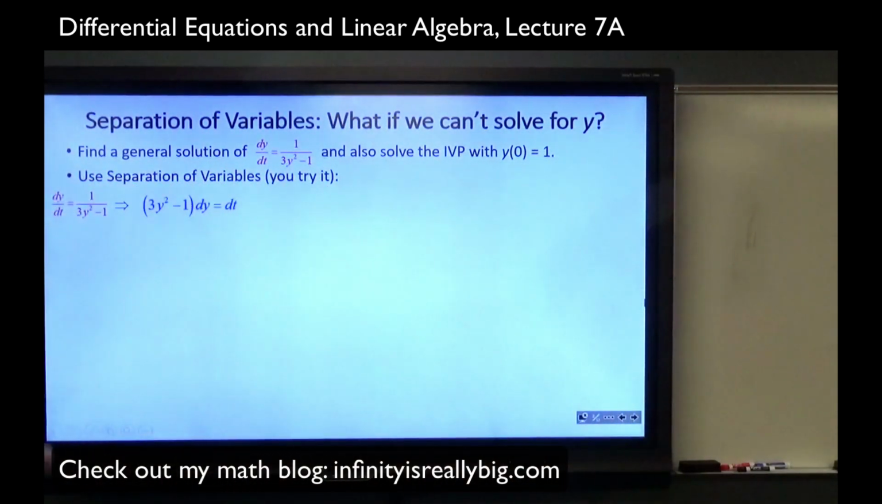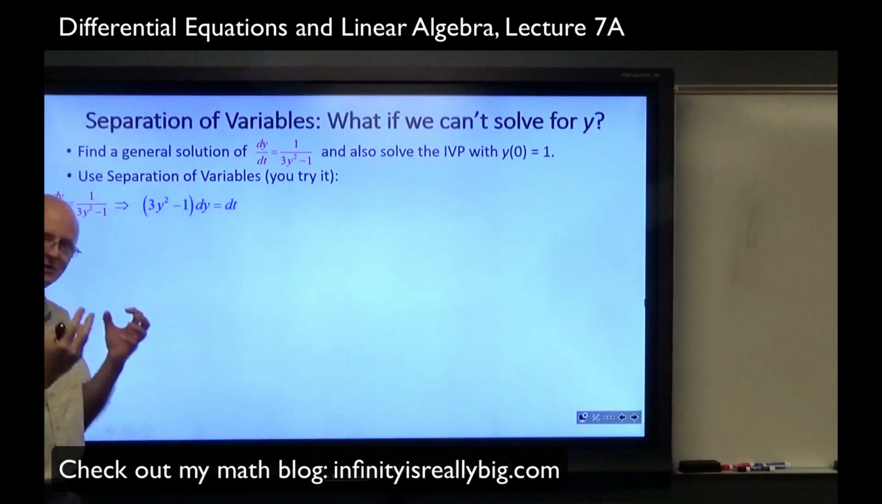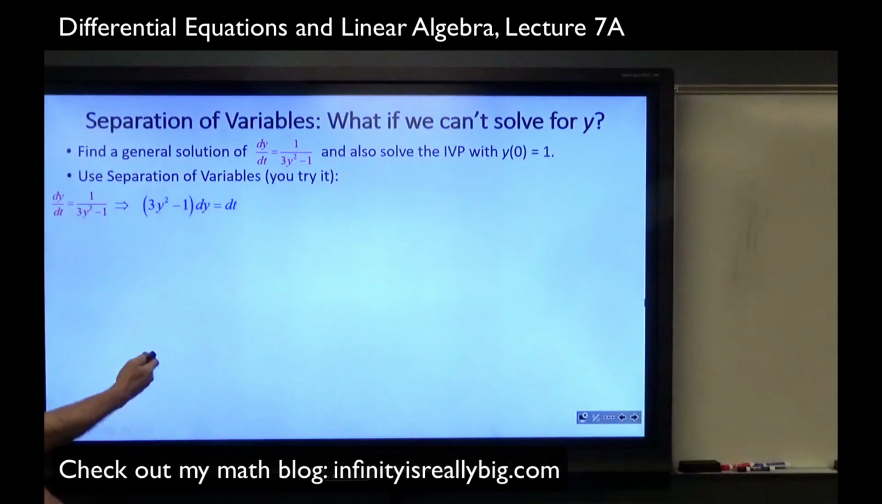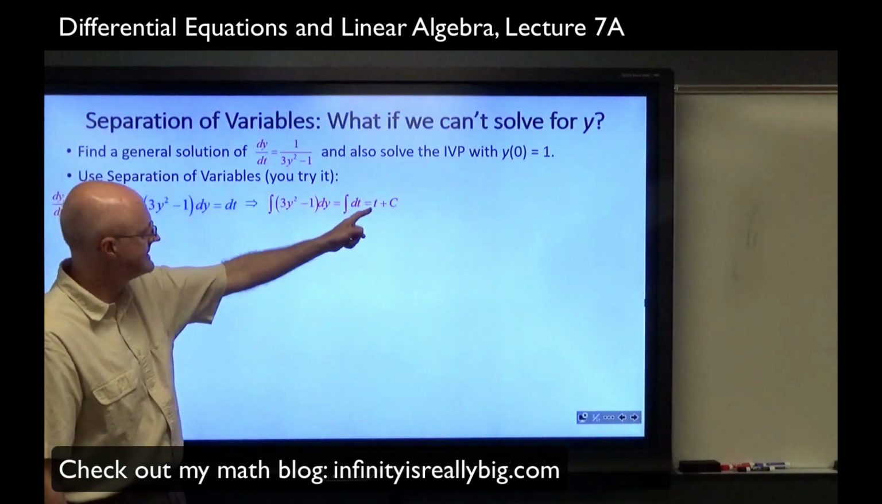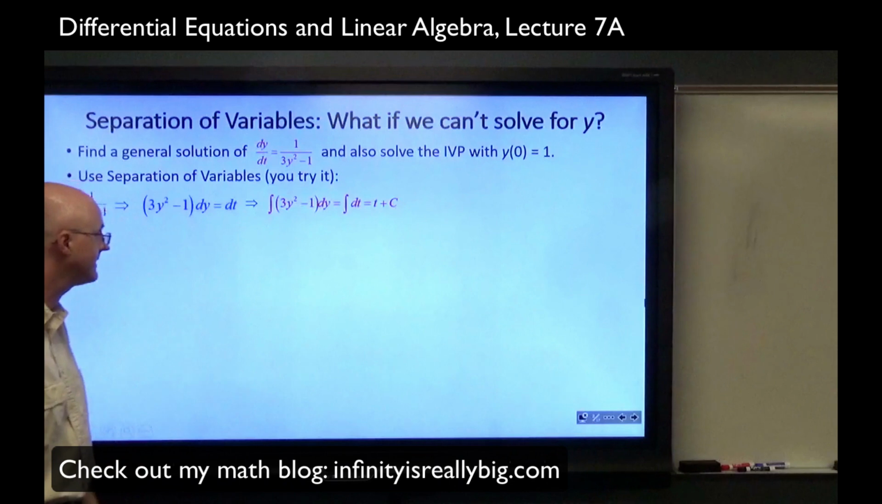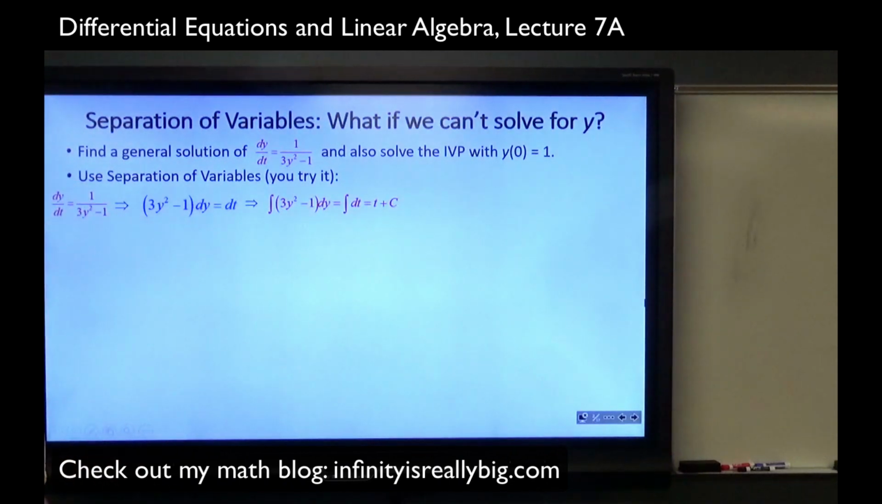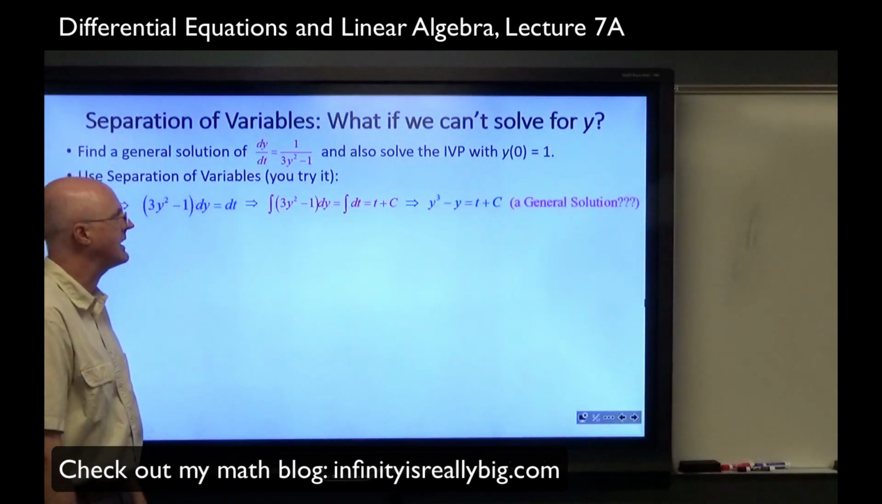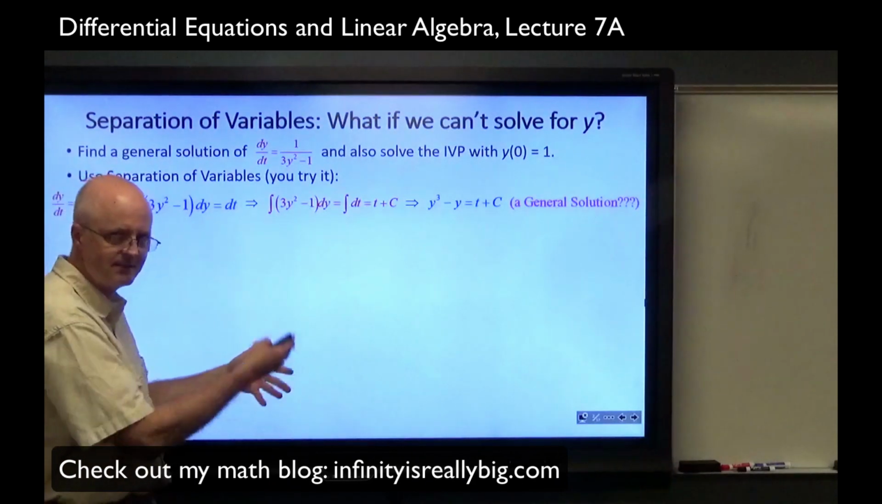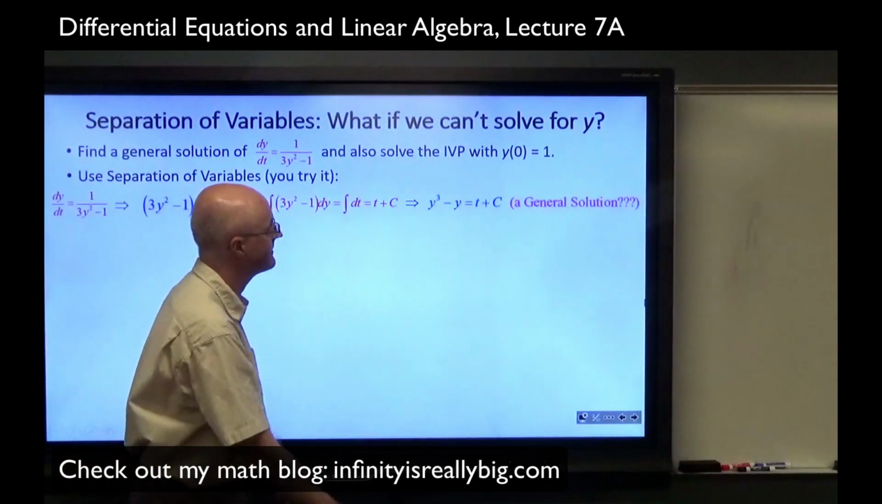So first, again, separate variables like I just mentioned. So you get (3y squared minus 1) times dy equals dt. This is something that when you look at it, you should feel like, oh, I need to integrate this. And yes, you should go ahead and integrate that. Integrate both sides. Certainly when you integrate the right side, that's easy. You get t plus some arbitrary constant. And the left side in this case is pretty easy to integrate as well. You get y cubed minus y plus some constant, but that can be absorbed into the constant on the right.